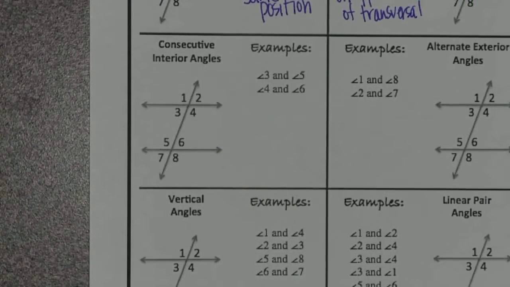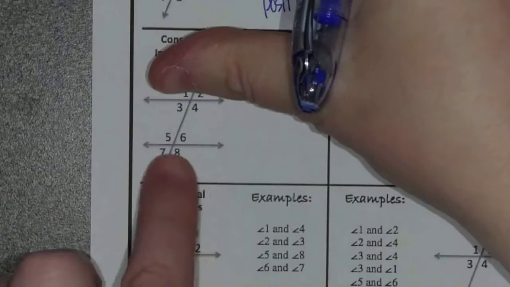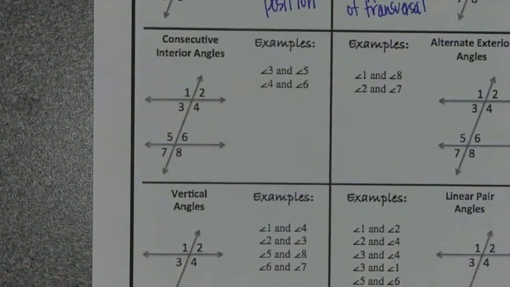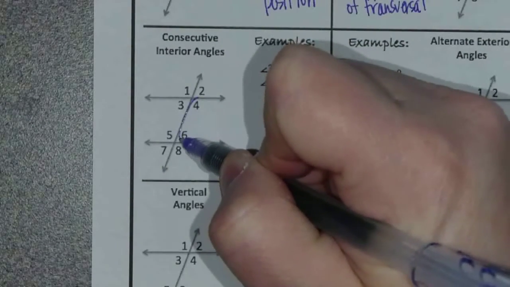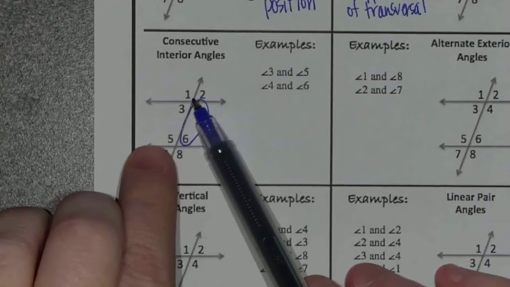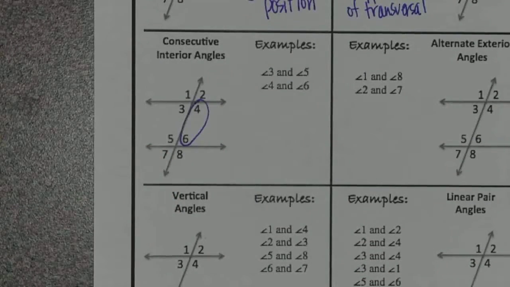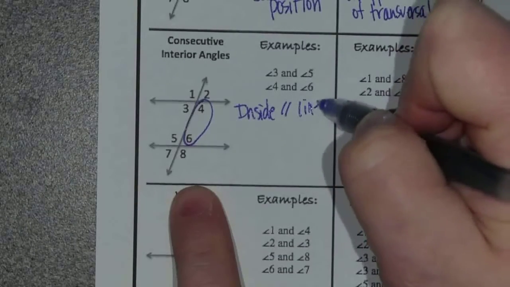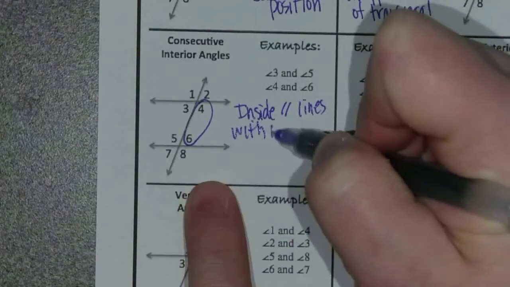All right, the next kind of angle relationship is consecutive interior angles. Interior, again, means inside the parallel lines. So what does consecutive mean? Consecutive means right next to. So if you're inside the parallel lines and next to each other, then your angle 4 and your angle 6. So why is it not angle 3 and angle 4? Because they have something in between them. Consecutive means there's nothing in between them. So they have to be inside the parallel lines with nothing in between them.